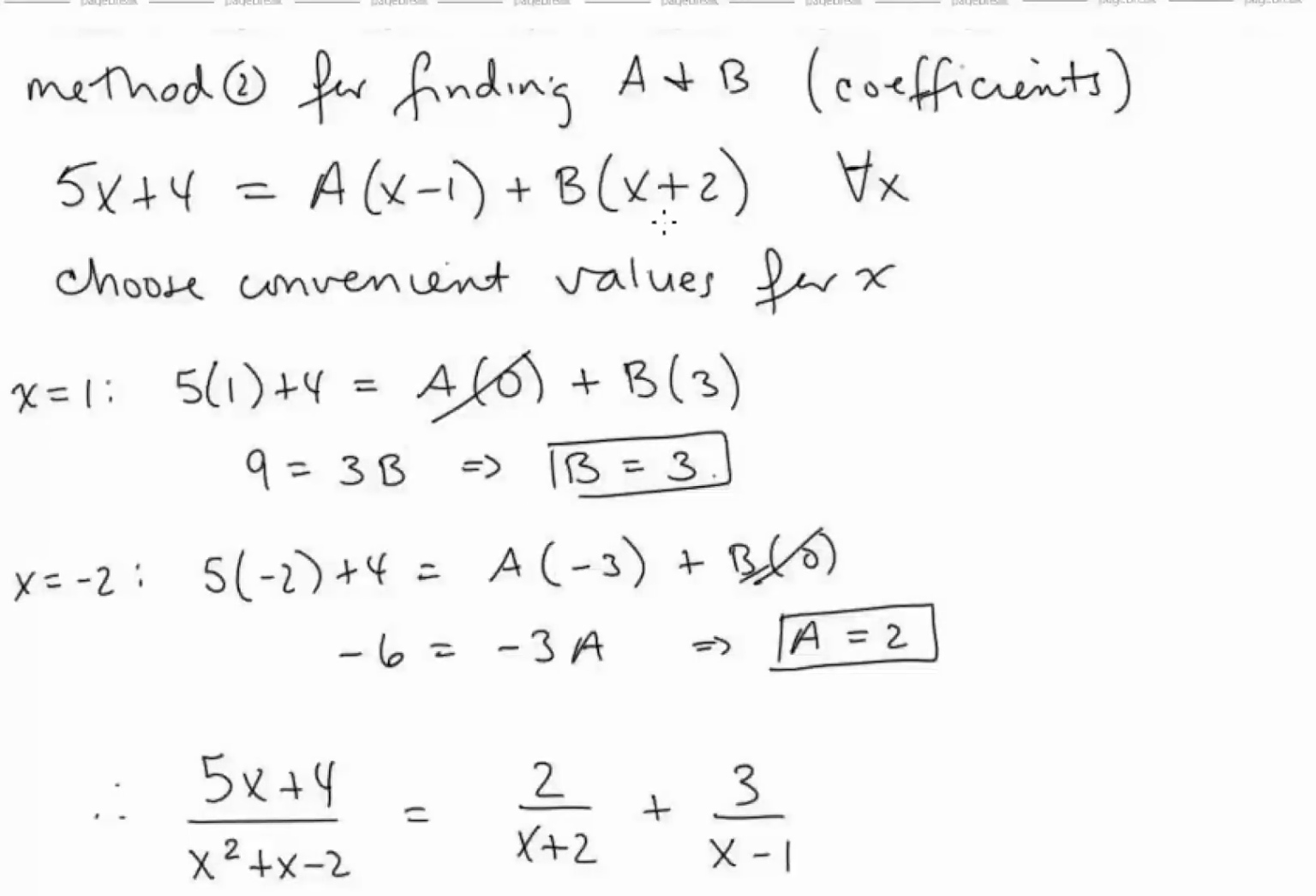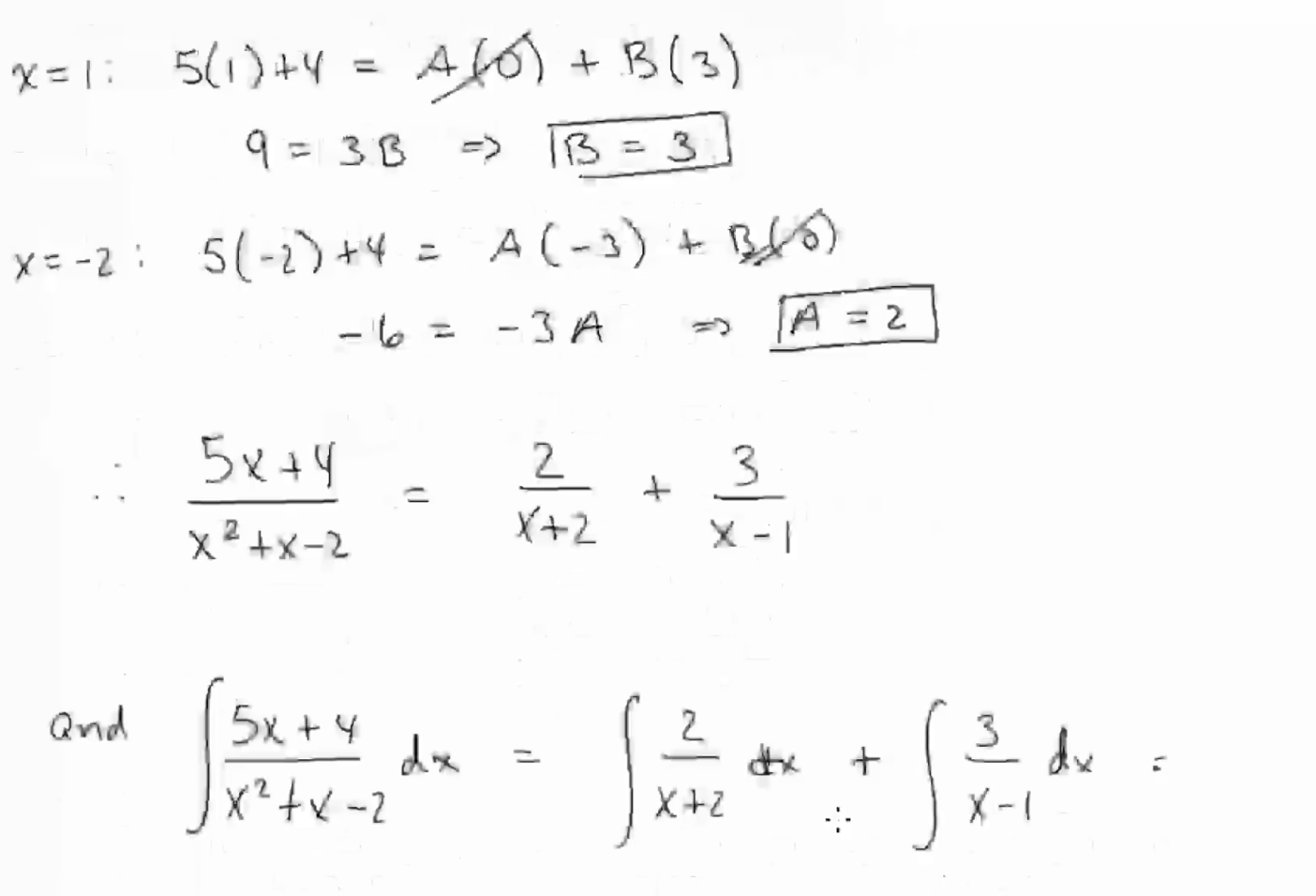Notice there's another convenient value for x that we can plug in. We can plug in x equals negative 2. That's going to make this term go to 0 and we can solve for a. So 5 times negative 2 plus 4, that's a negative 6, is equal to a times negative 2 minus 1. So a times negative 3. And then a must equal 2. And so again, we have found our partial fraction decomposition and we can integrate from there.